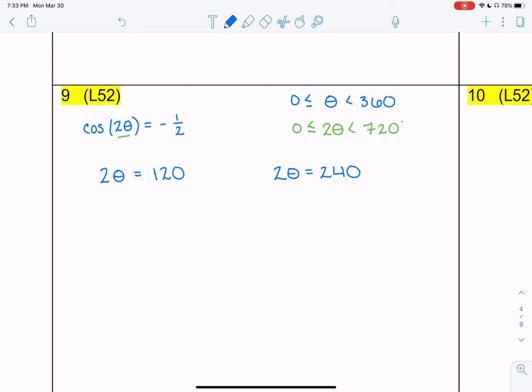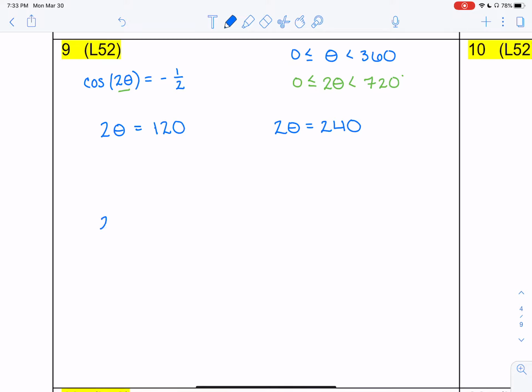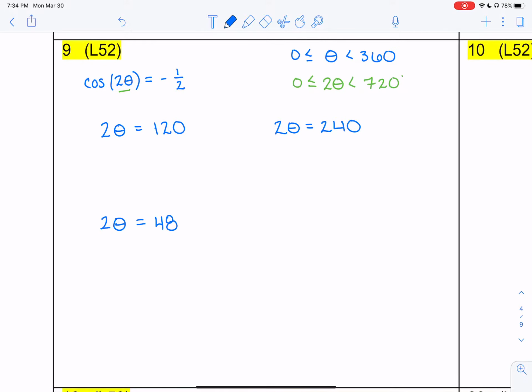Okay, but we do have to go all the way up to 720. So I'm going to add 360 to each of those to get 2 more solutions. So for this side, I add 360, and that takes me to 480. And over here, I add 360, and that takes me to 600 degrees.